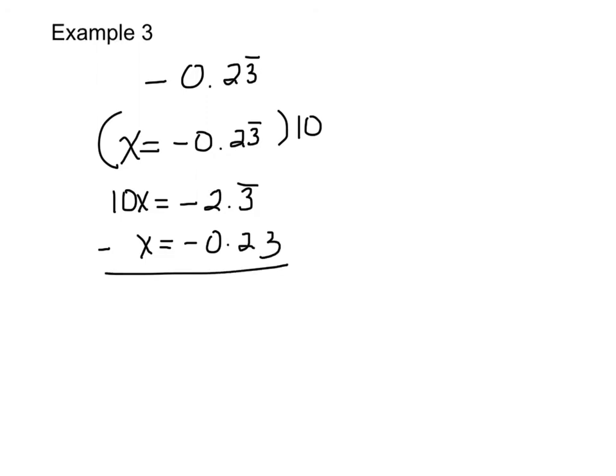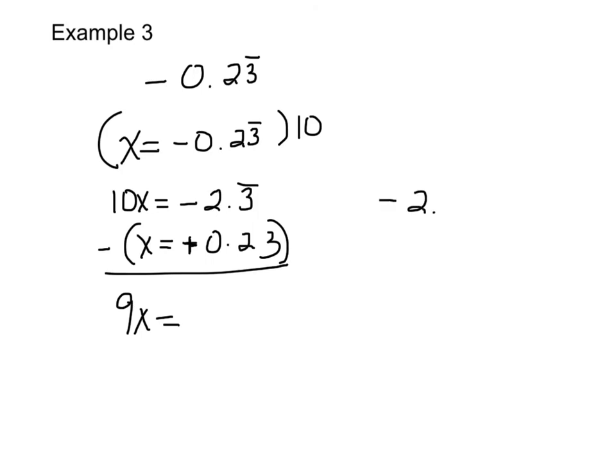Now here's where you've got to be careful. When we go back to the first two examples, we subtracted just a positive number, but we still subtracted. It's always important to notice that when you subtract, you're subtracting the x and you're subtracting this, which means you are subtracting a negative. If you are subtracting a negative, this becomes a positive. So you're actually taking negative 2.3 repeating, and you're subtracting a negative, which means you're adding 0.23. So on the left side, we are going to get 9x.